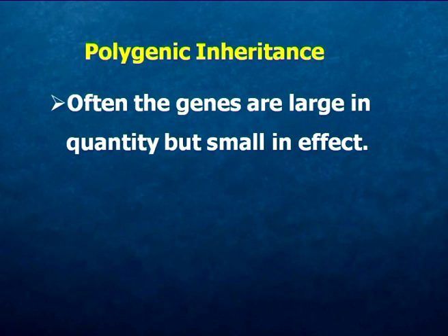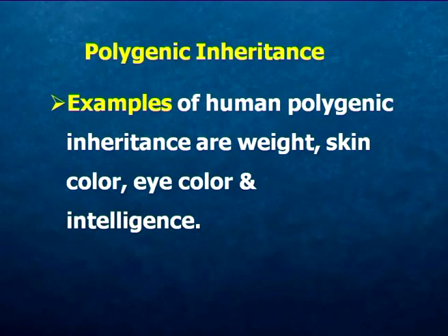Often the genes are large in quantity. They may be large in number, but small in effect. Because if you take each gene, it can only add to the additive effect that is already there. Examples of human polygenic inheritance are our weight, our height, our skin color, eye color, and intelligence.